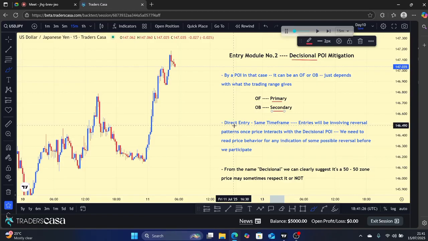We will not be diving into the lower time frame. Let's say we are marking on the 15-minute. Probably the lower time frame will be from the 1 minute all the way to the 5 minute. Since it's the 15 minutes, then same time frame, of course, entries will be involving reversal patterns.